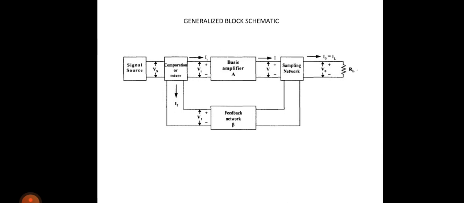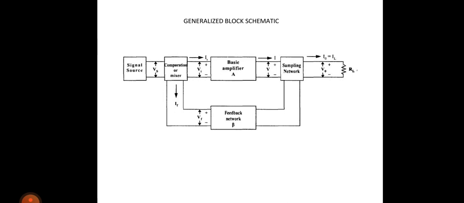The first block represents the signal source. This block is either a signal voltage in series with RS or a signal current in parallel with RS. Suppose the input is voltage, then the source resistance must be connected in series. If the input is current, then the source resistance must be connected in parallel.